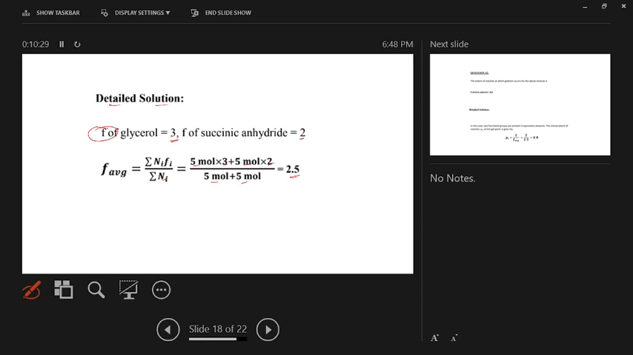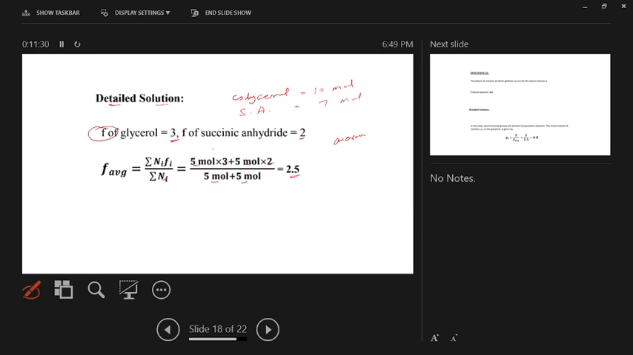I can change this question. Suppose glycerol has, let me say, 10 mole, and succinic anhydride has, let me say, 7 mole. Then you cannot take simple average. Here you could take simple average 3 plus 2, divided by two molecules, so 5 upon 2, but I leave it. Don't get confused. If it is 10 and 7 mole, then it will not be a simple average.